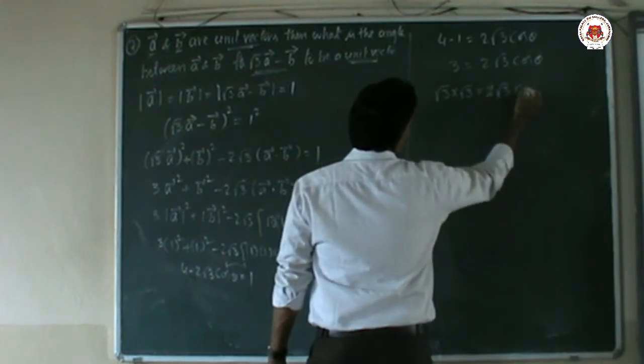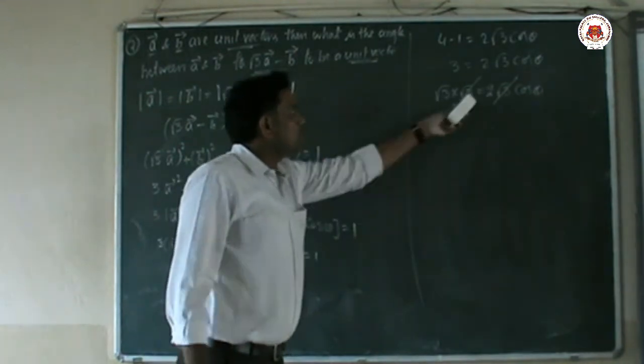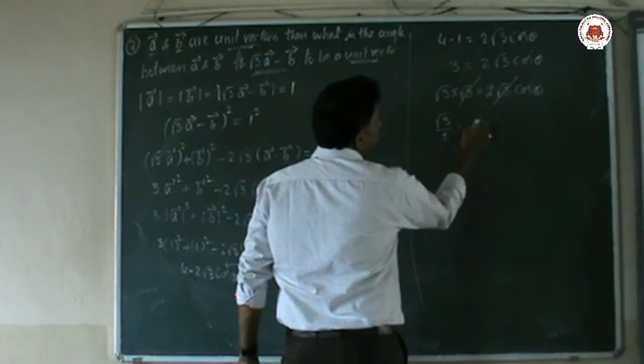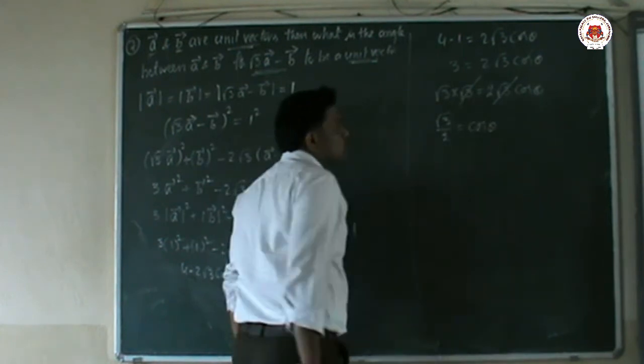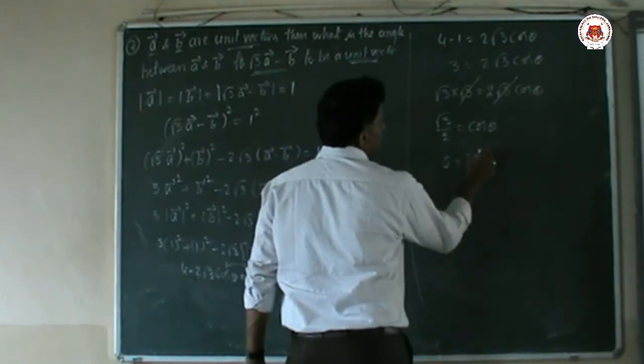Equal to 2 root 3 cos theta. So root 3 also gets cancelled. Into 2, you bring this side, then it is converted as that. So root 3 by 2 equals cos theta. Then the cos value is root 3 by 2, cos 30 degrees. So 30 degrees is nothing but pi by 6.